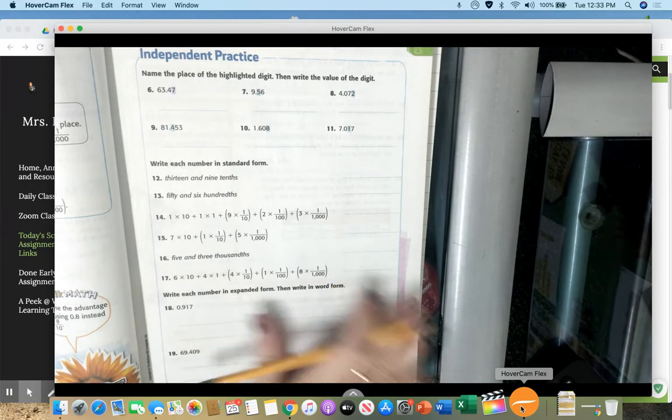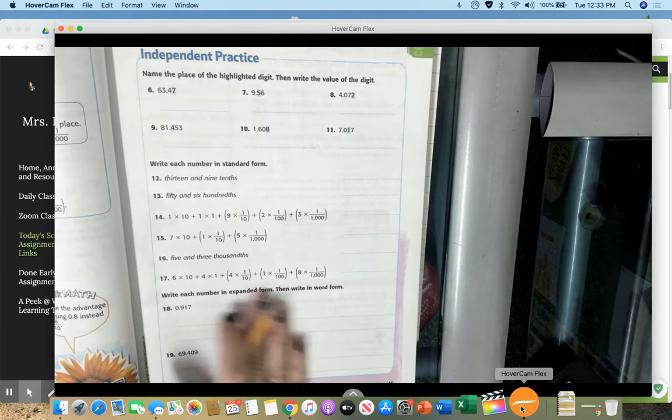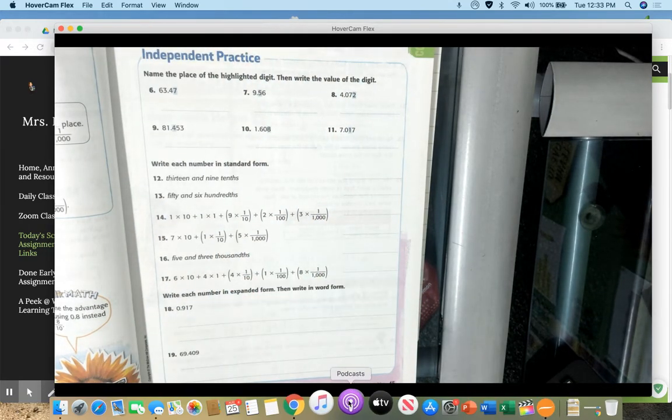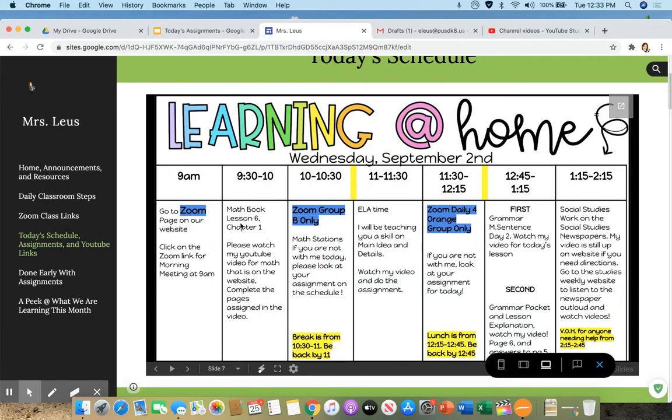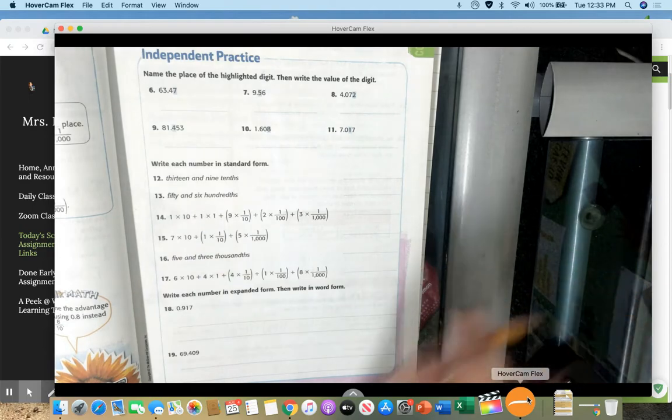At 10 o'clock, you need to stop and go do math stations, right? Let's look back at our schedule. Right now we're doing our math lesson till 10, and then at 10 o'clock you stop and you go do math stations. If you're with me, you'll come with me. If you're not, you'll go do a different activity. But I want to reiterate, as we start doing this new schedule of math stations, that at 10 o'clock, you are going to stop your math book work because you need to move on to stations.